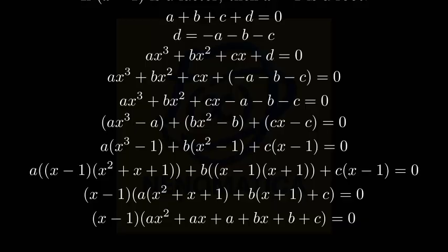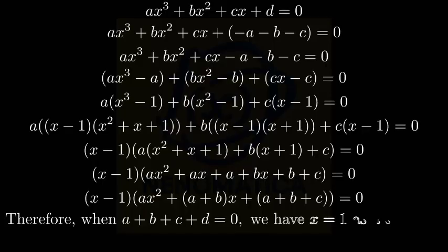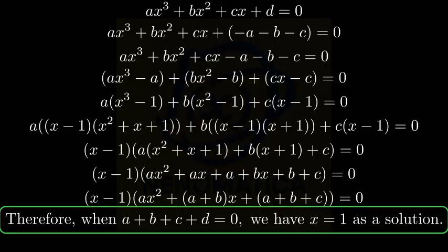Let's collect like terms in the quadratic expression. We get x minus 1 times ax squared plus ax plus bx plus a plus b plus c equals 0, which simplifies to x minus 1 times ax squared plus x times a plus b plus c equals 0. This proves that x minus 1 is a factor of the cubic equation when a plus b plus c plus d equals 0, which means x equals 1 is a solution to the equation ax cubed plus bx squared plus cx plus d equals 0 when the sum of the coefficients is 0.